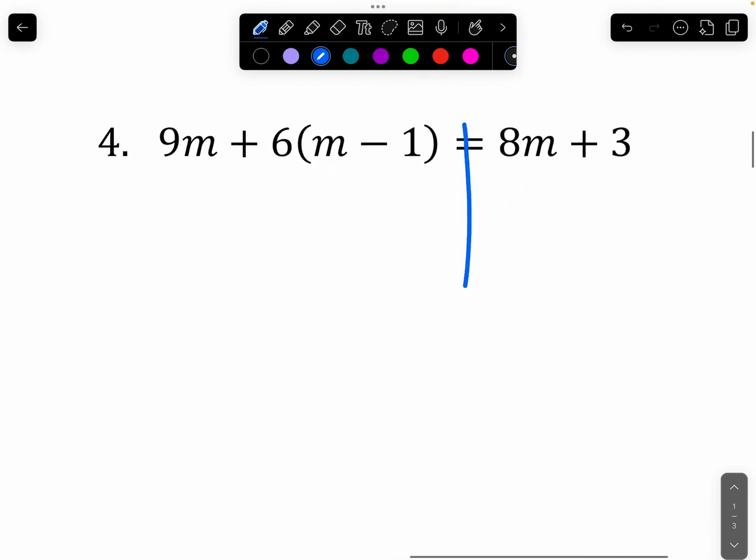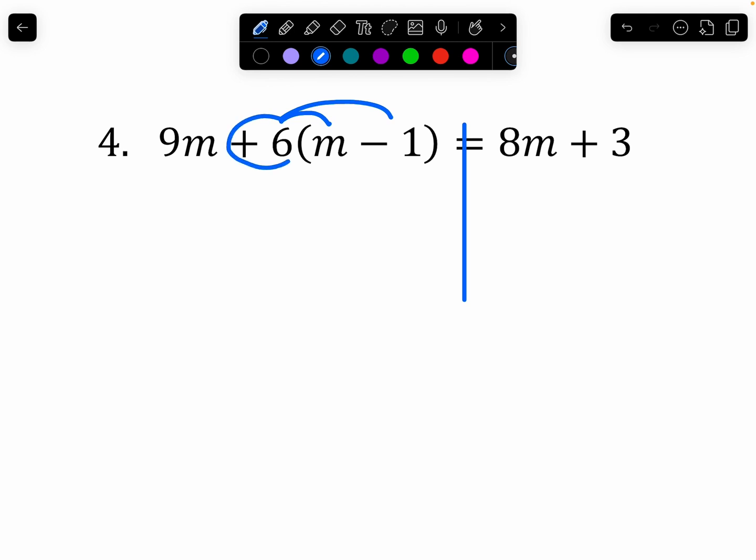Looking at number 4, there's a whole lot of stuff going on here. So I've got a set of parentheses. I've got 2 m's technically on the left side of my equal sign, and then I've got an m on the right side of my equal sign. So when I look at a problem like this, my instincts tell me that I need the parentheses to go away because there's stuff on the inside of the parentheses that I need to be able to do things with. And like I told you before, you can't just rip things out of the inside of a parenthesis. So my first step is going to be to distribute this positive 6 into the parenthesis. So I've got 9m plus 6m minus 6, and that is going to equal 8m plus 3.